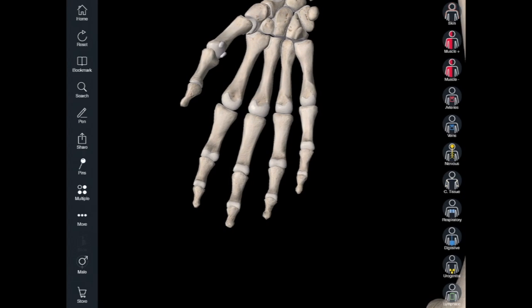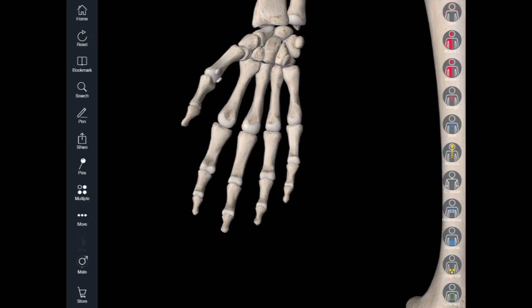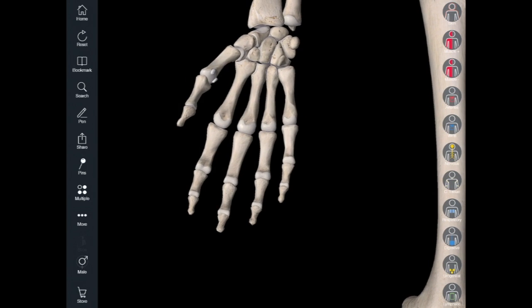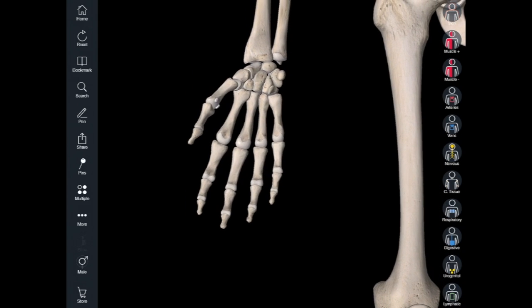So this is how we name the phalanges, and it's important to know that between the phalanges we have joints. They are called the interphalangeal joints. Okay, and this should pretty much be all the information required to know about the bones of the hand.